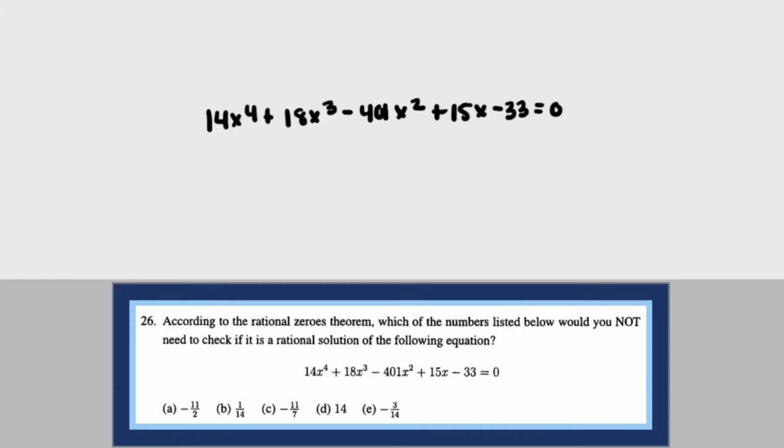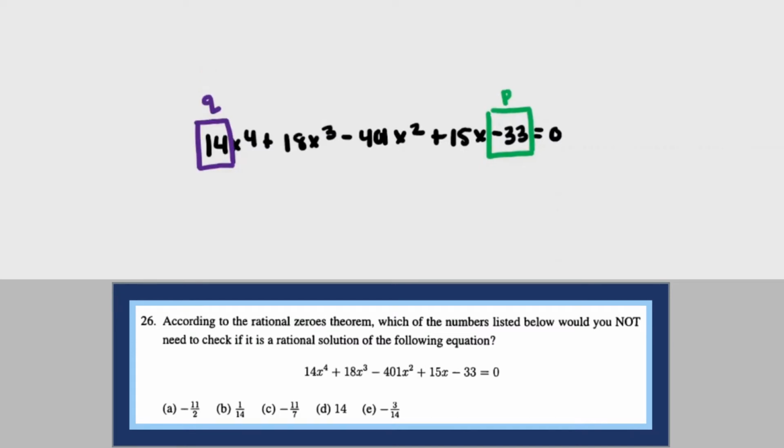So when using the rational zeros theorem, remember we're going to only focus on the leading coefficient and the last term. So our leading coefficient is 14, and we're going to denote that as Q. And our last term is negative 33, and that will be our P.